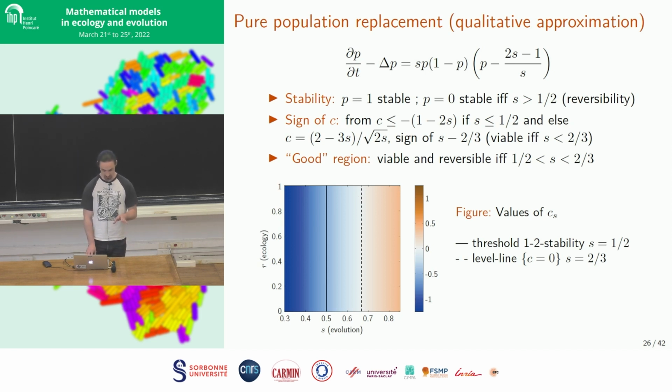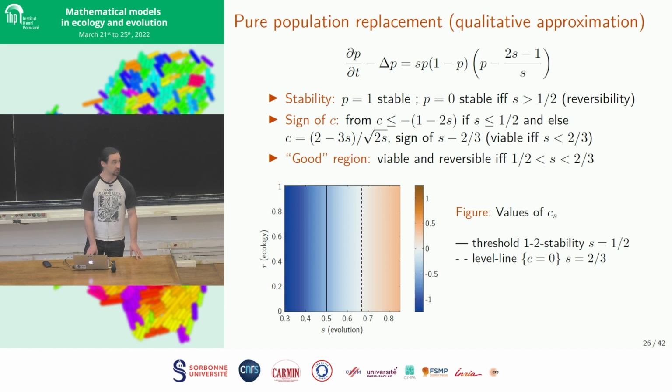If I want to compare these traveling waves with the simpler system where you have a population replacement, I focus on the cubic equation, which is simpler. So for the cubic equation, the state where you have only drive, so p equal 1, is stable. The state where you have no drive, p equal to 0, is stable also if and only if the fitness cost is larger than 50%. So if the fitness cost is larger than 50%, you have a threshold-dependent reversible drive.